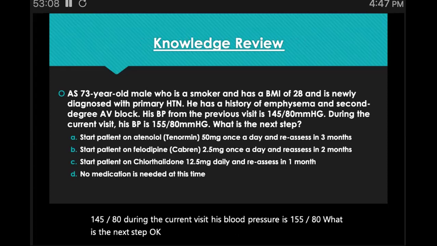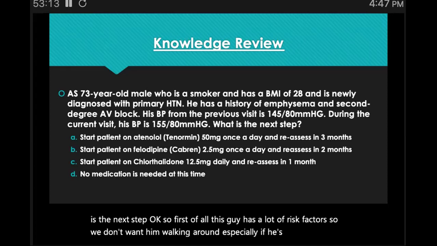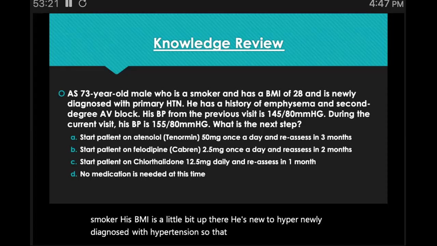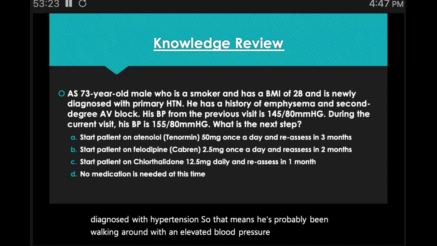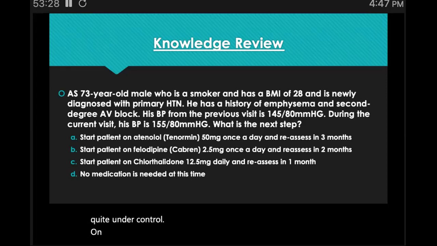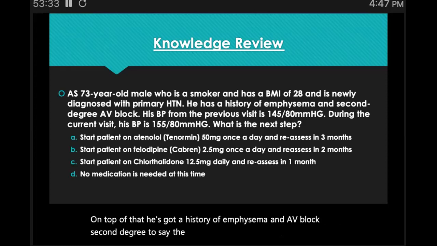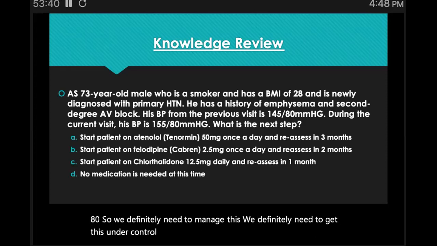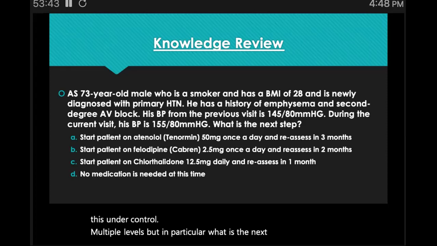Okay, so first of all, this guy has a lot of risk factors, so we don't want him walking around, especially if he's 73, he's a smoker. His BMI is a little bit up there. He's newly diagnosed with hypertension. So that means he's probably been walking around with an elevated blood pressure for quite some time. And now we're finally trying to treat him, but it's still not quite under control. On top of that, he's got a history of emphysema and AV block, second degree, to say the least. And he's walking around with 155/80. So we definitely need to manage this. We definitely need to get this under control at multiple levels, but in particular, what is the next step in terms of what this question is asking?